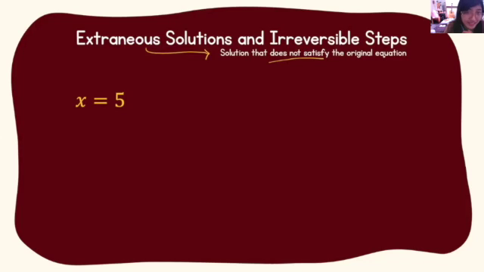Let's start with x equals 5. Clearly, our solution here is only 5. The only value that satisfies the equation is 5, right? But what happens if I multiply by x minus 2 on one side and by x minus 3 on the other side? It seems okay because we are following the balance rule, but actually here I produce a new solution, which is 2.